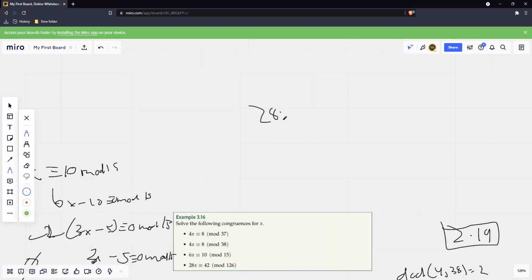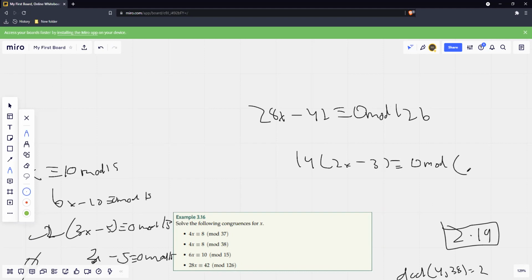Finally, let's try this question. We move 42 to the left-hand side and we make it congruent to 0 mod 126. Some pretty big numbers, but still factorable. And divide by 2, oh, it's divisible by 14. 14 times (2x minus 3) congruent to 0 mod 126, where 126 is equal to 2 times 7 times 9, right?